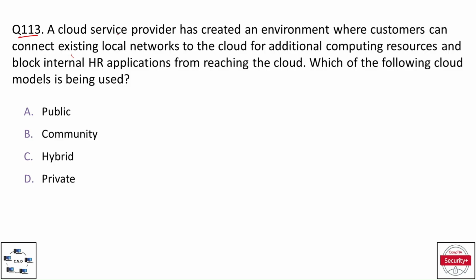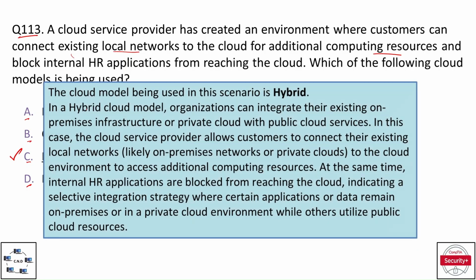Question number 113. A cloud service provider has created an environment where customers can connect existing local network to the cloud for additional computing resources and block internal HR applications from reaching the cloud. Which of the following cloud models is being used? And the options are option A, public, option B, community, option C, hybrid, option D, private. And the correct option is option C, hybrid. So the cloud model being used in this scenario is hybrid.